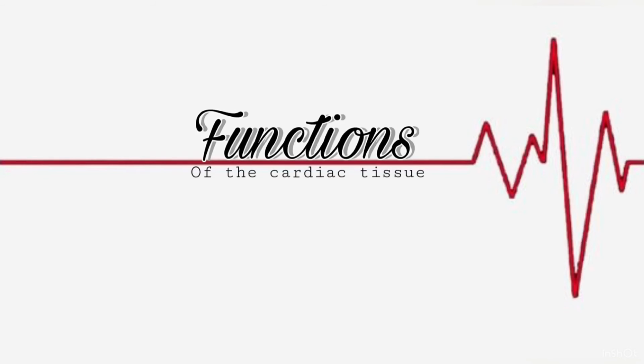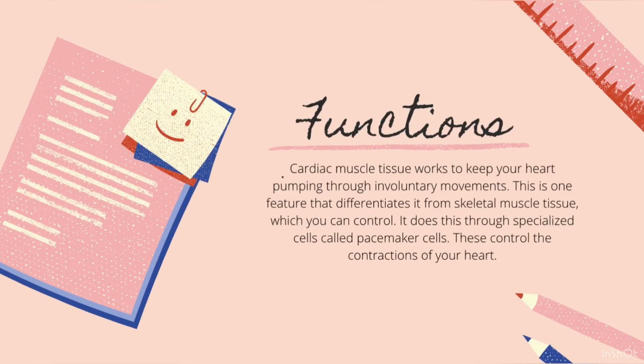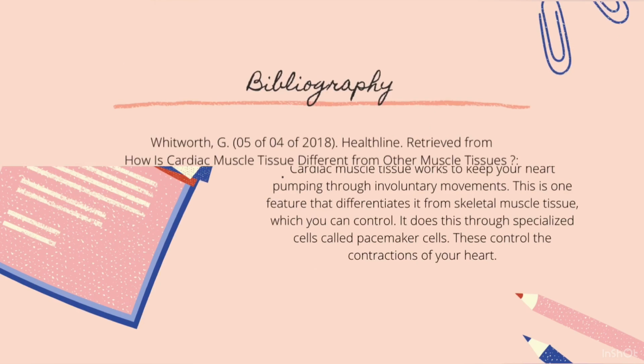Finally, we have the functions of the cardiac muscle tissue. Now the functions. Cardiac muscle tissue works to keep your heart pumping through involuntary movements. This is one feature that differentiates it from skeletal muscle tissue, which you can control. It does this through special cells called pacemaker cells that control the contractions of your whole heart.